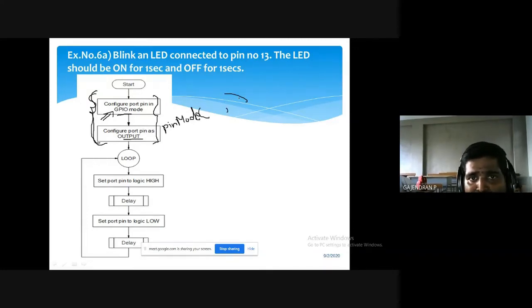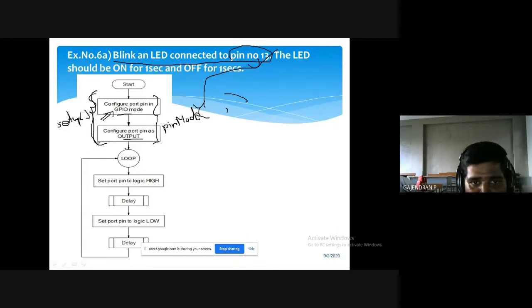What is the pin number I need to use? Here they told us to blink an LED connected to pin number 13. So this is my output pin, and you can substitute the same pin here. Where do I need to type this? I need to type it in void setup.